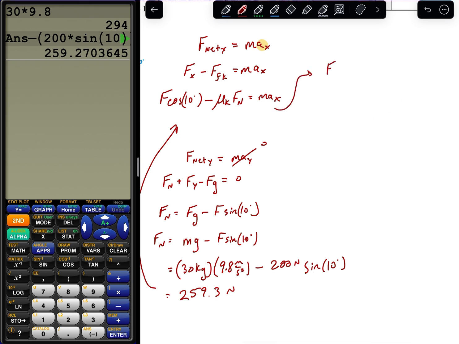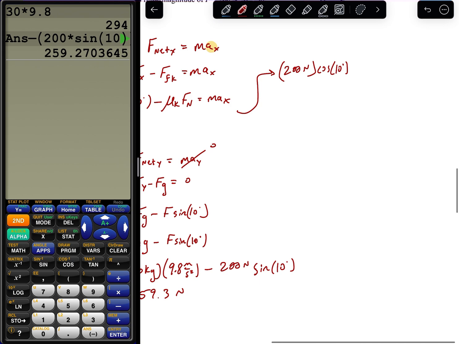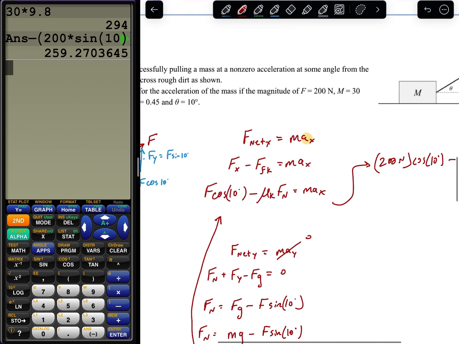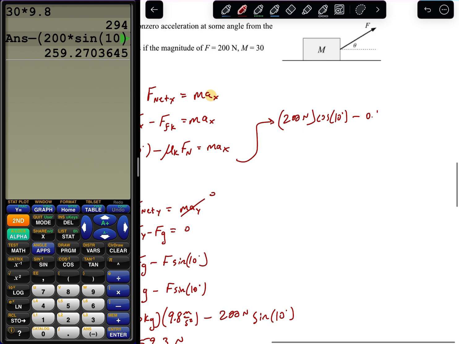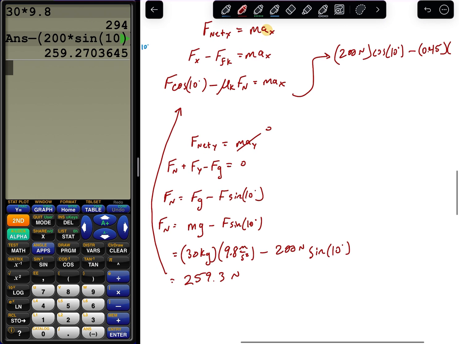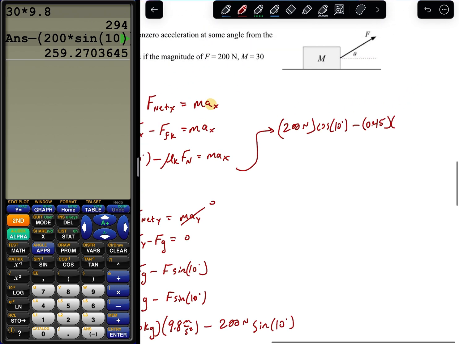So we have F cosine of 10 degrees. Let's go ahead and plug in some values. We have 200 newtons times the cosine of 10 degrees minus the coefficient of kinetic friction, which is 0.45, times our normal force, which we just solved for. It's not mg, it's 259.3. And that's all going to be equal to ma.